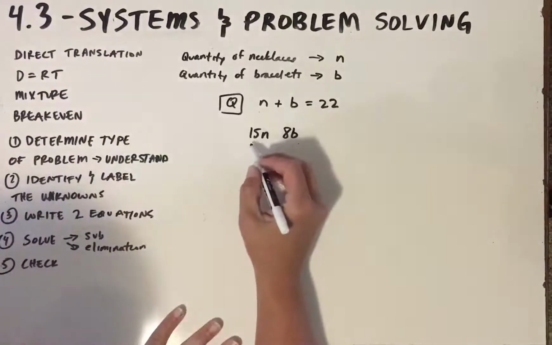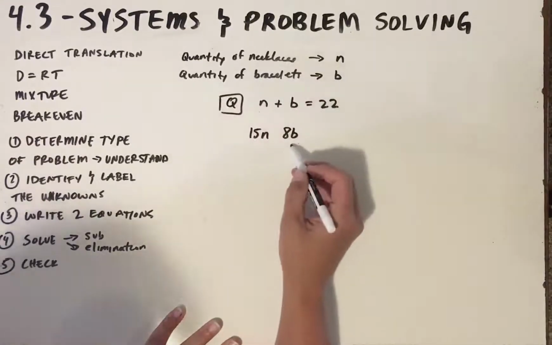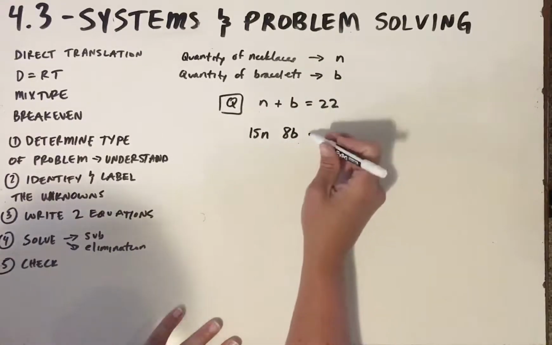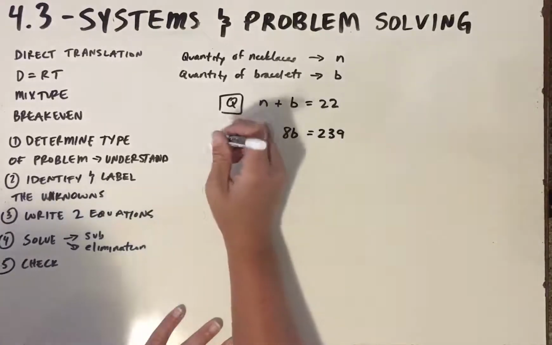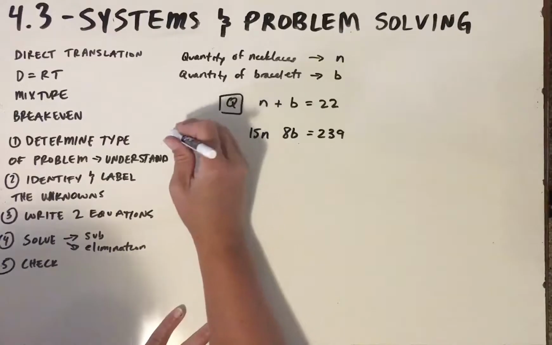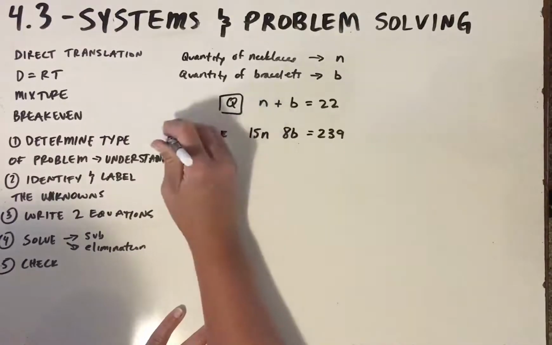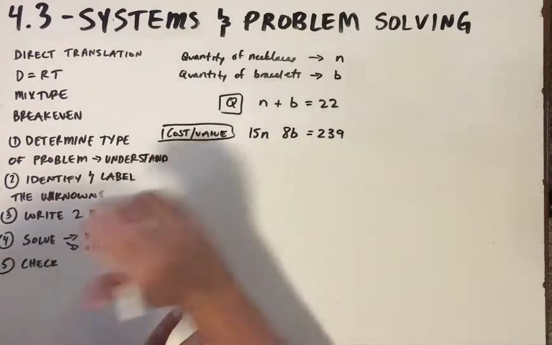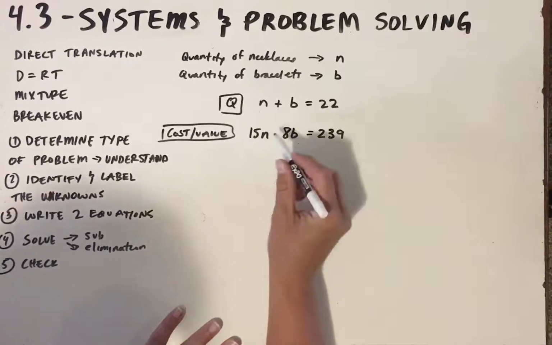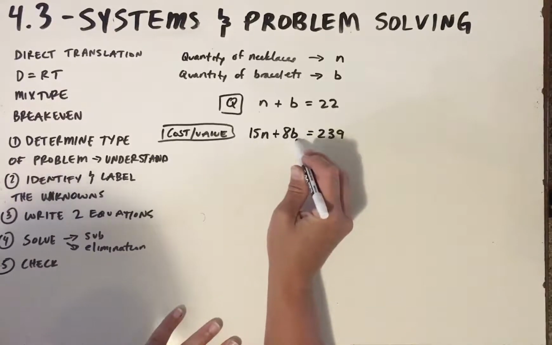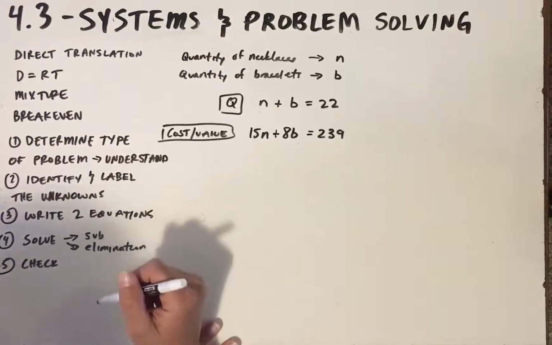Now, again, I don't know how many necklaces I bought. That's the unknown. And I don't know how many bracelets I bought. But I know that I spent in total $239. So this is going to be, again, I'm going to call this your cost or value statement. In this case, it's a what did it cost you statement. So however many necklaces I bought times the price of the necklace, plus however many bracelets I bought times the price of the bracelets is going to be equal to the total amount that I spent.